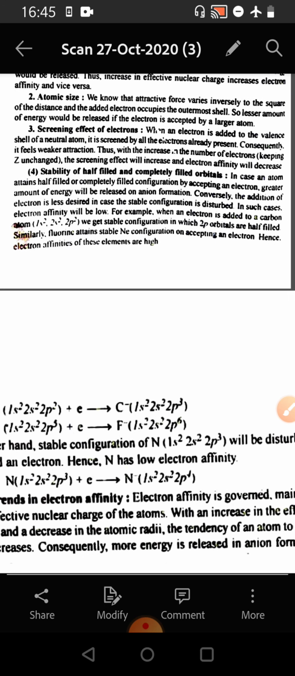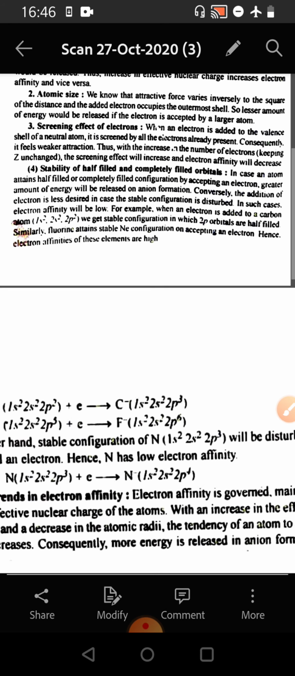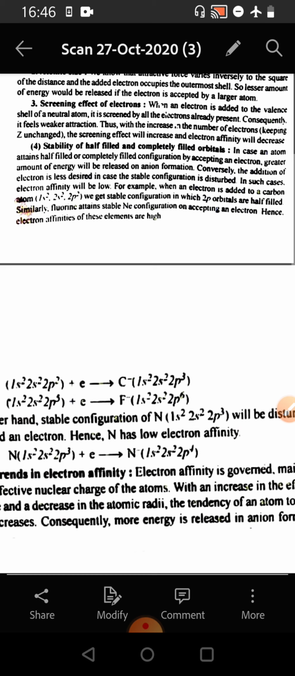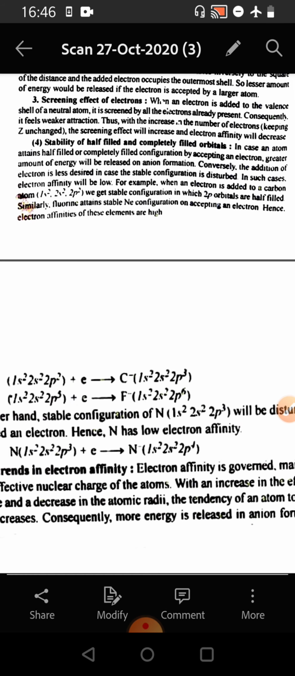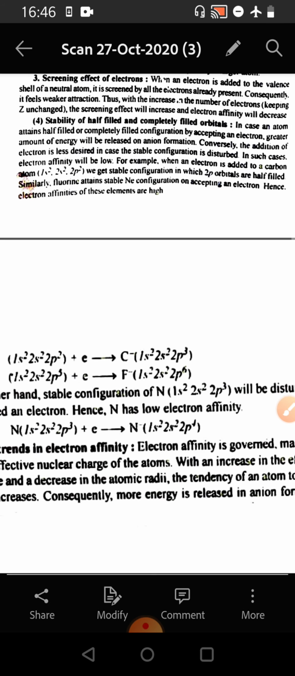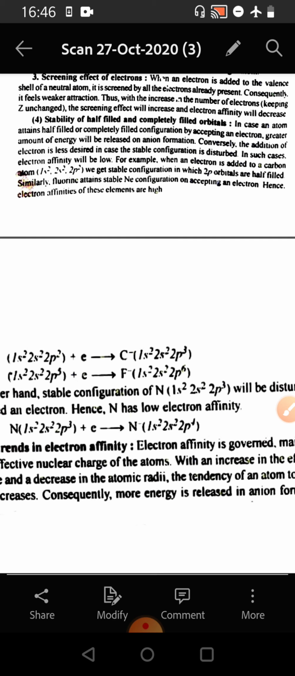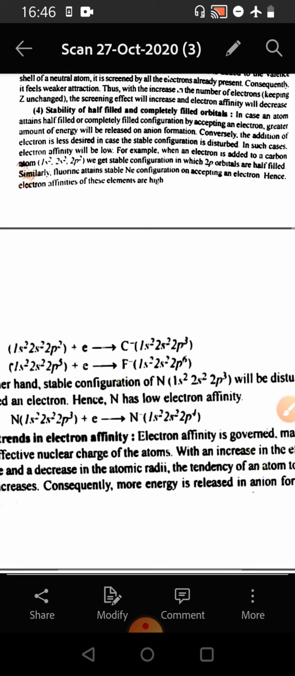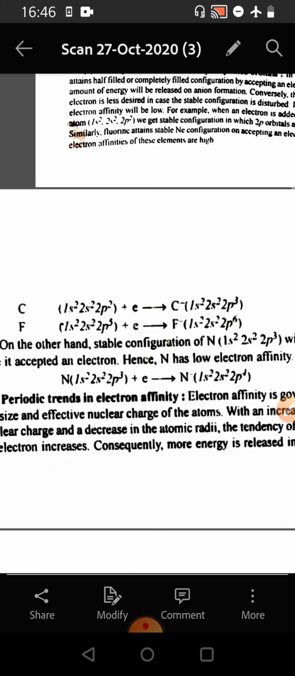For example, when an electron is added to a carbon atom with 1s2, 2s2, 2p2 configuration, we get a stable configuration in which the 2p orbitals are half filled, that is 1s2, 2s2, 2p3. Similarly, fluorine attains the stable neon configuration on accepting an electron, that is, it goes from 1s2, 2s2, 2p5 to 1s2, 2s2, 2p6 configuration. Hence, the electron affinities of these elements are high.